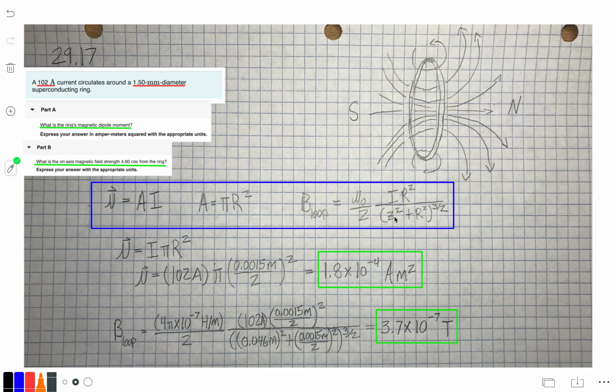In our case, this z right here is going to be our distance right here. And since it's on axis, this distance is going to be 4.6 centimeters away. And again, we have to convert this to meters here, and then we're free to just plug into this equation, and we're left with 3.7 times 10 to the negative 7 Tesla as our answer for the field strength.